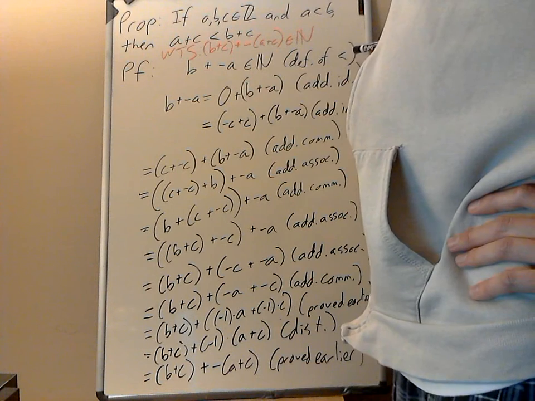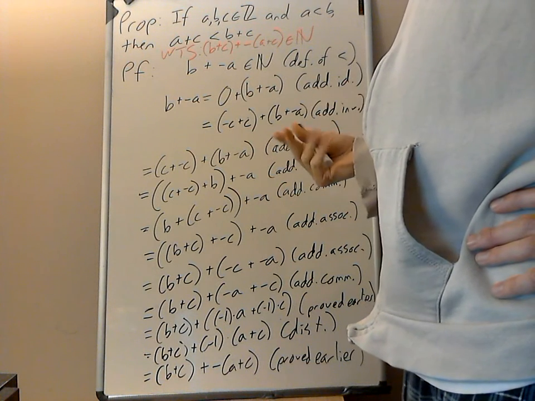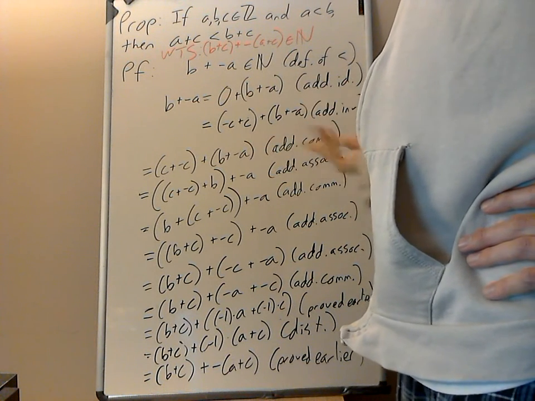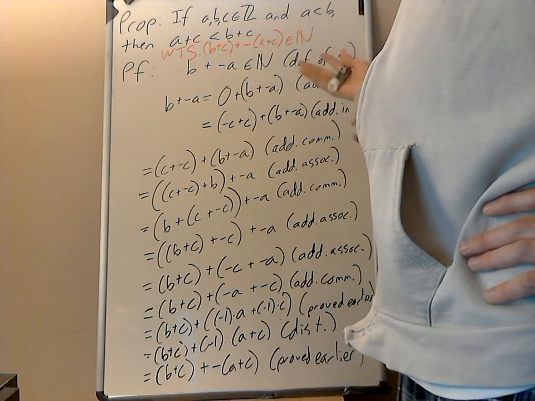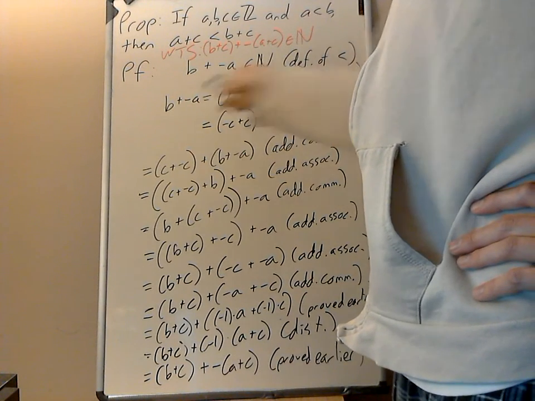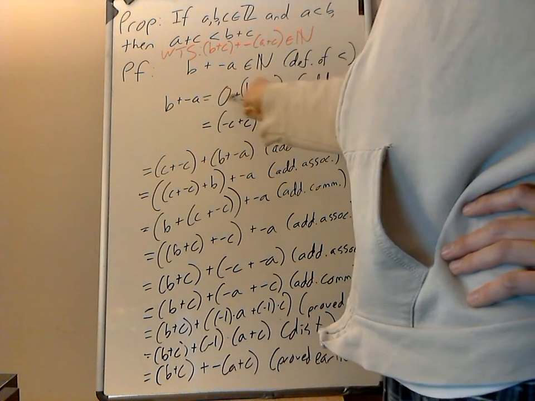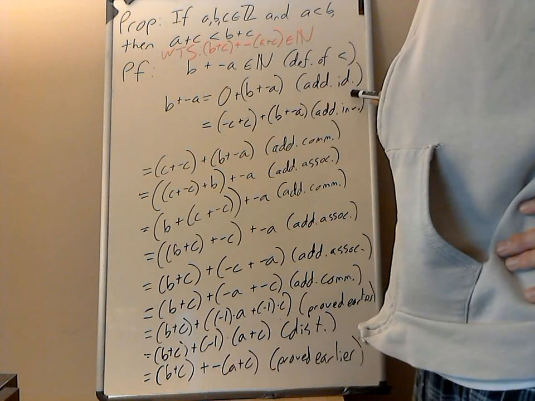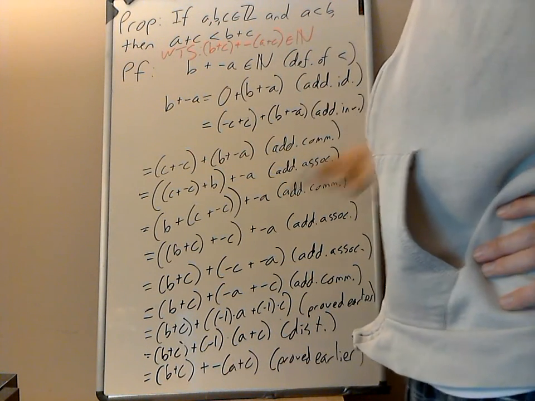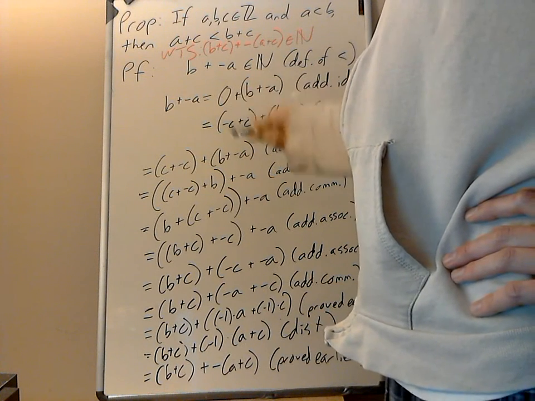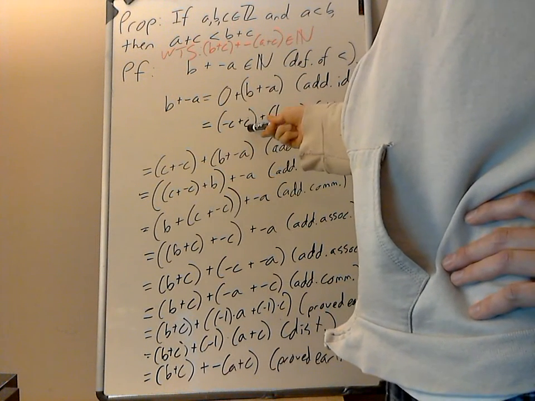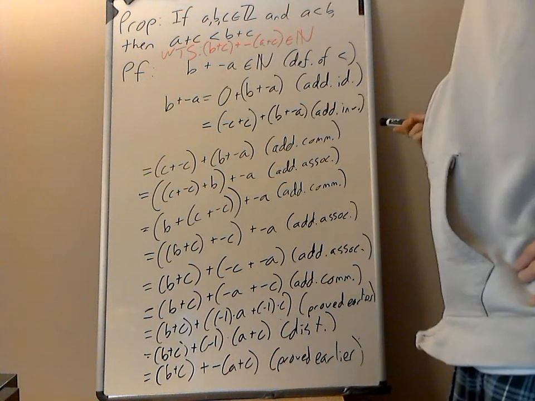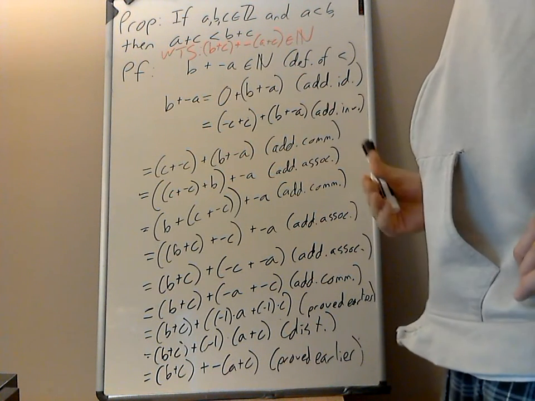So next, we do the setup to get c plus negative c into this expression. We know that b plus negative a is equal to 0 plus b plus negative a. And this is true according to the property of additive identity. And we know that 0 is equal to negative c plus c. And this is true by additive inverse. Okay, so we have all our terms in.